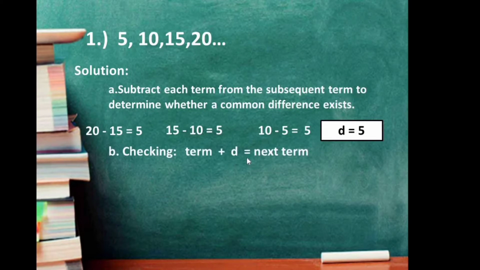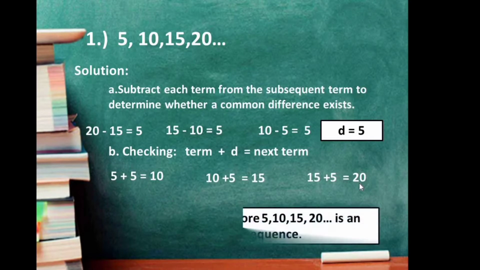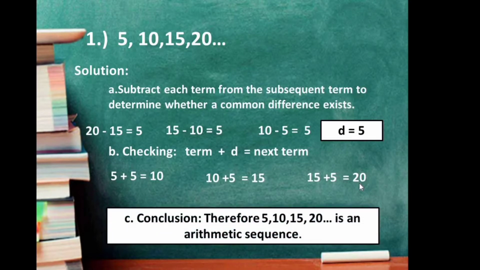Next, we are going to check. So checking for that: term plus d equals the next term. So if we have here, first term we have 5 plus 5 equals 10. Then next we have 10 plus 5 equals 15. Next we have 15 plus 5 equals 20. So based on that, class, we can make a conclusion. Therefore, 5, 10, 15, 20 is an arithmetic sequence.